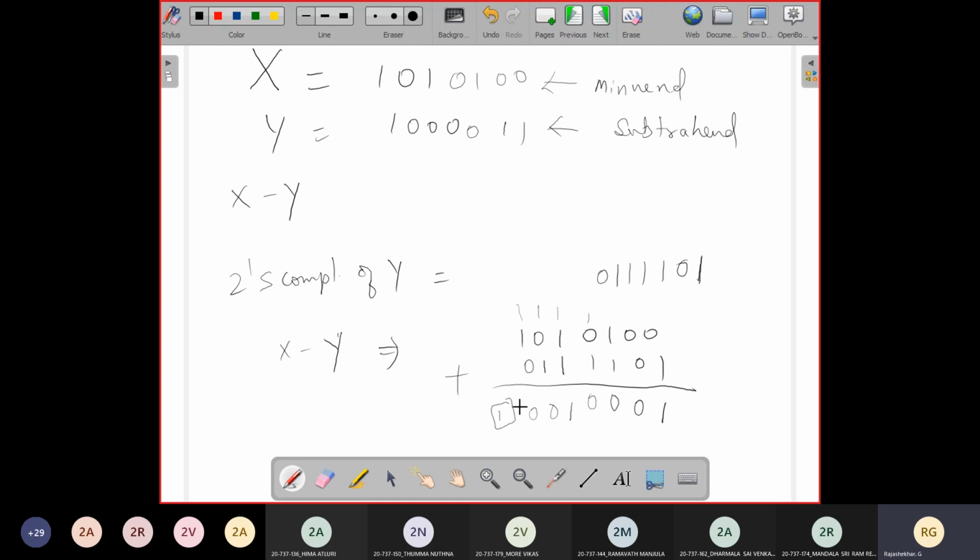This is the carry. So the procedure is whenever there is a carry generated, what you do? Simply discard this carry. Simply discard it. And whatever is remaining, that is the required result. So this is the result. Whichever I circled there, that is the result. So the answer for this operation is 001 0001.